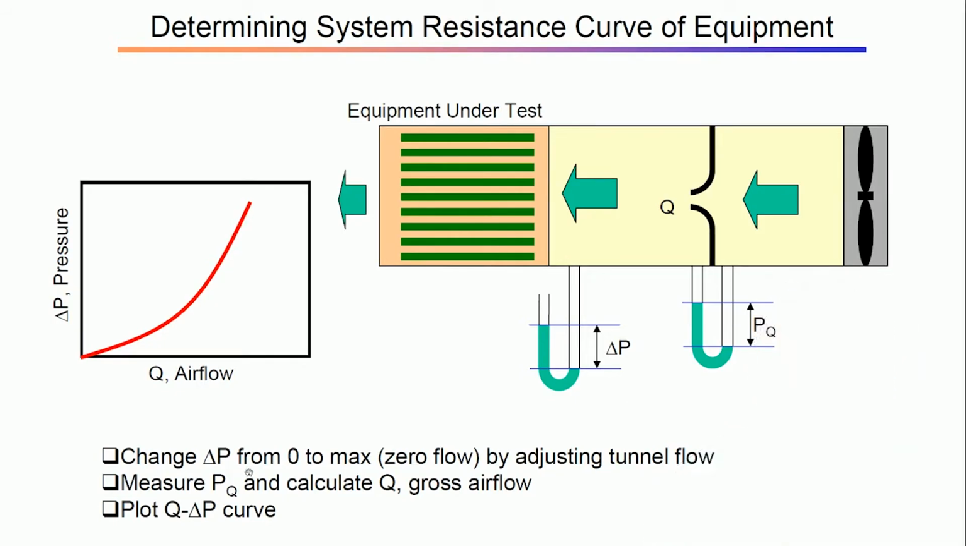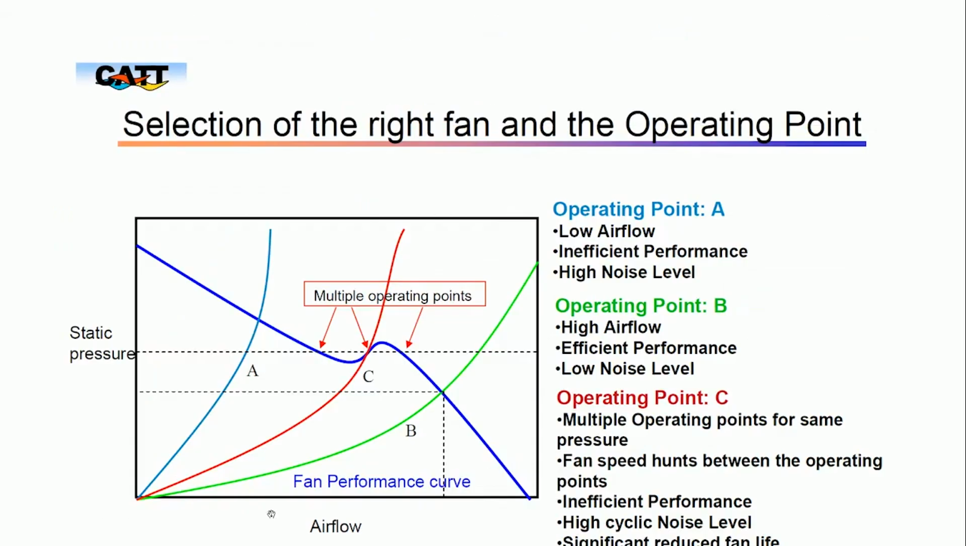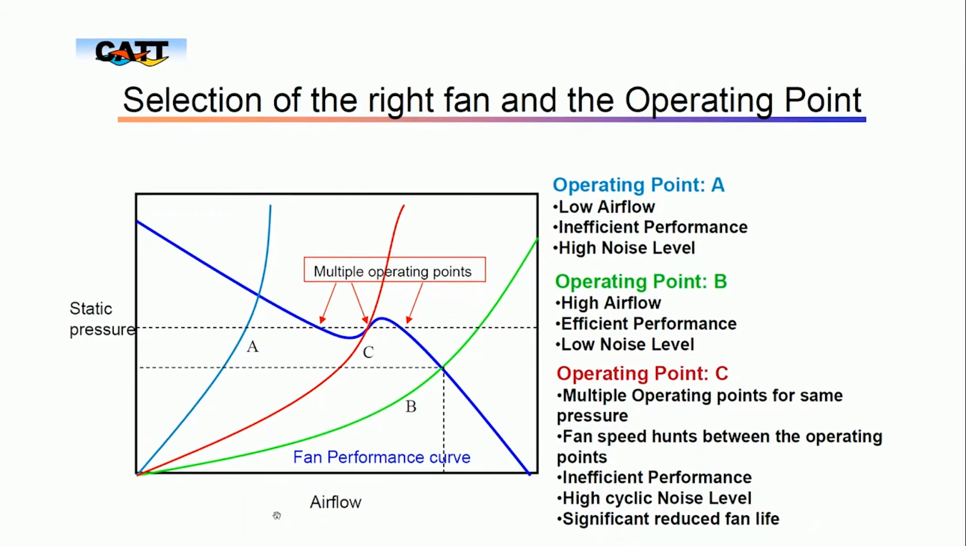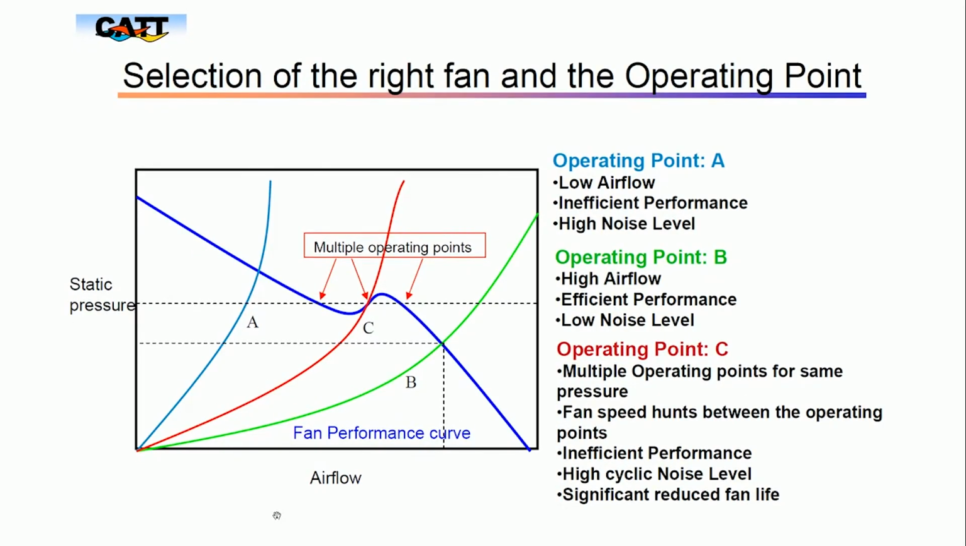So if you find out the change in pressure from 0 to maximum by adjusting the flow, measure the pressure, calculate Q and plot Q versus delta P curve. It looks easy. After that you superimpose one over the other, and miraculously everything works exactly. There are not many miracles that happen. You have to make your own miracles.